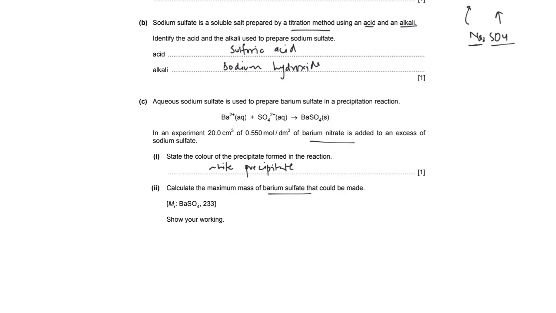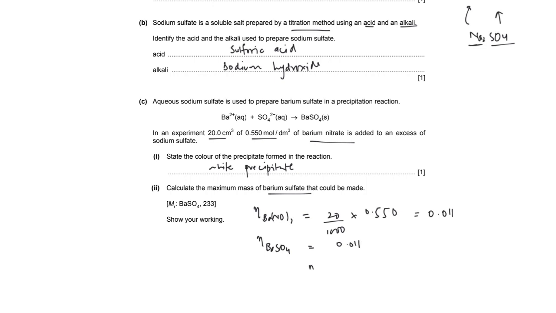Calculate the mass of barium sulfate. So you are given the values for barium nitrate. So calculate the moles of barium nitrate. That would be 20 divided by 1000 multiplied by 0.550. So the answer comes to 0.01111. So the moles of barium nitrate will be the same as the moles of barium sulfate. Where the equation doesn't specify, it is safe to assume that they have the same moles. We had to find the mass of barium sulfate, so moles of barium sulfate would also be 0.011.